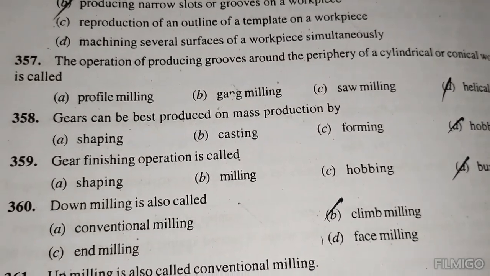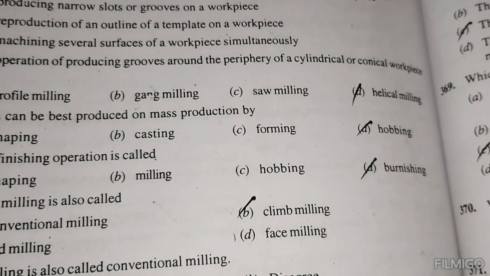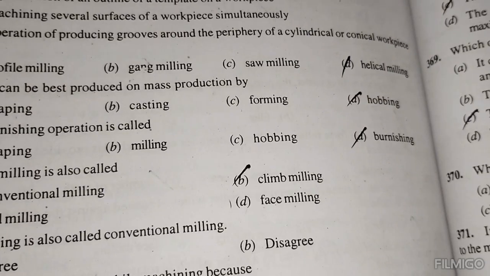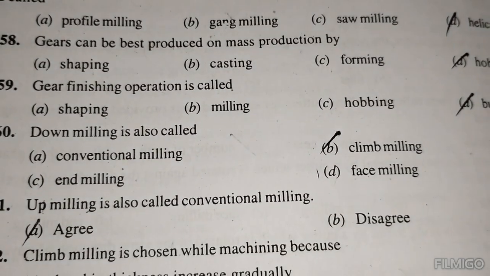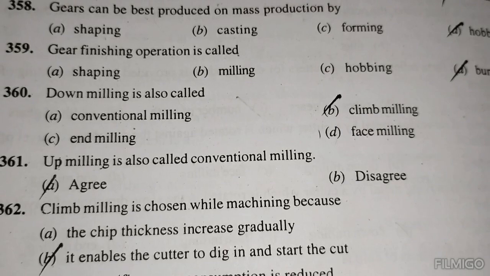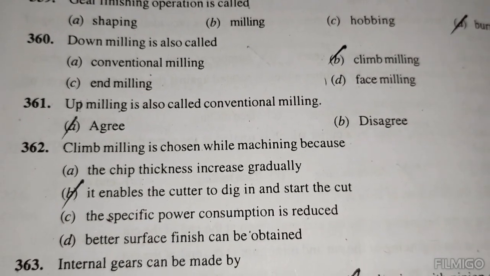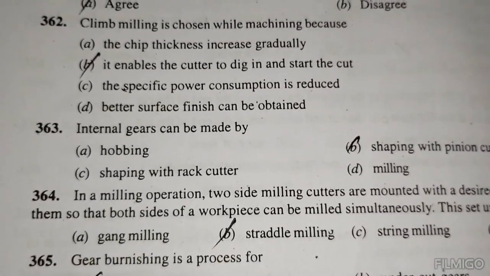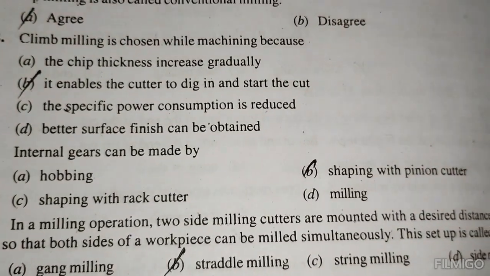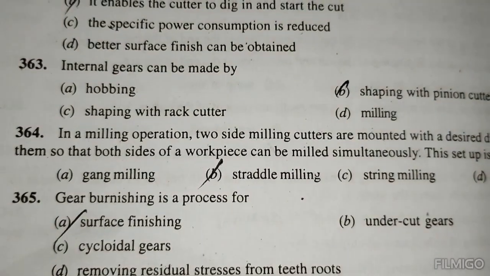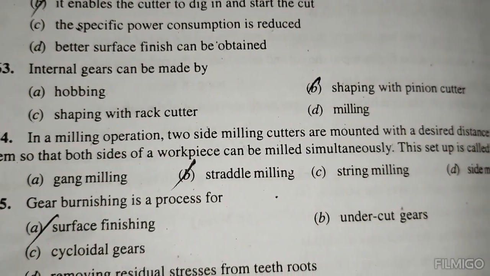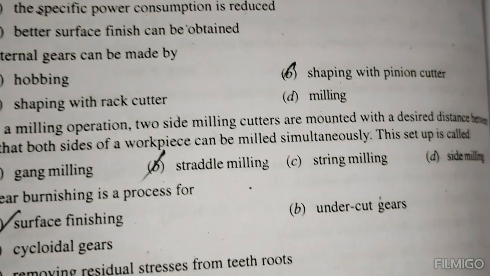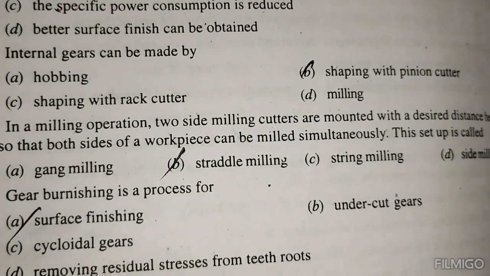Gears can be best produced in mass production by hobbing. The gear finishing operation is called burnishing. Down milling is also called climb milling. Up milling is also called conventional milling. Agree. Climb milling is chosen while machining because it enables the cutter to dig in at the start of the cut. Internal gears can be made by shaping with a pinion cutter. In a milling operation, two side milling cutters are mounted with a desired distance between them, so both sides of a workpiece can be milled simultaneously. This setup is called straddle milling.